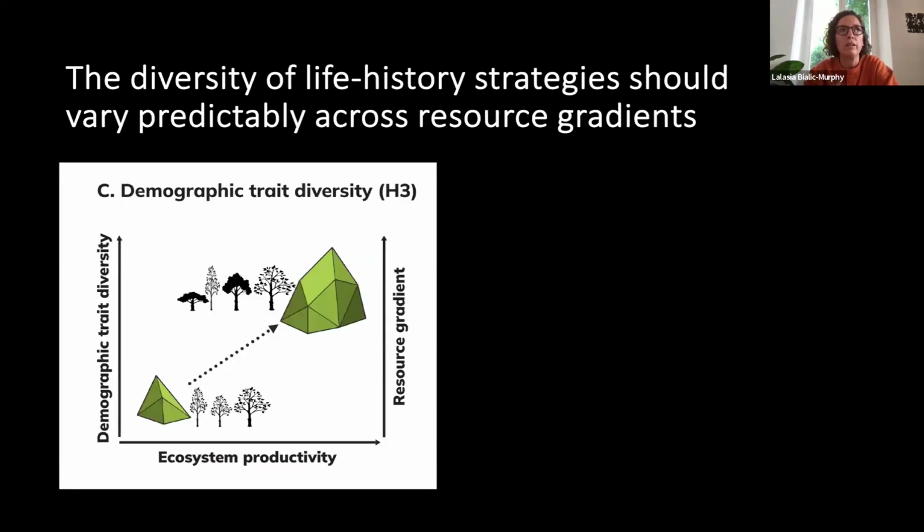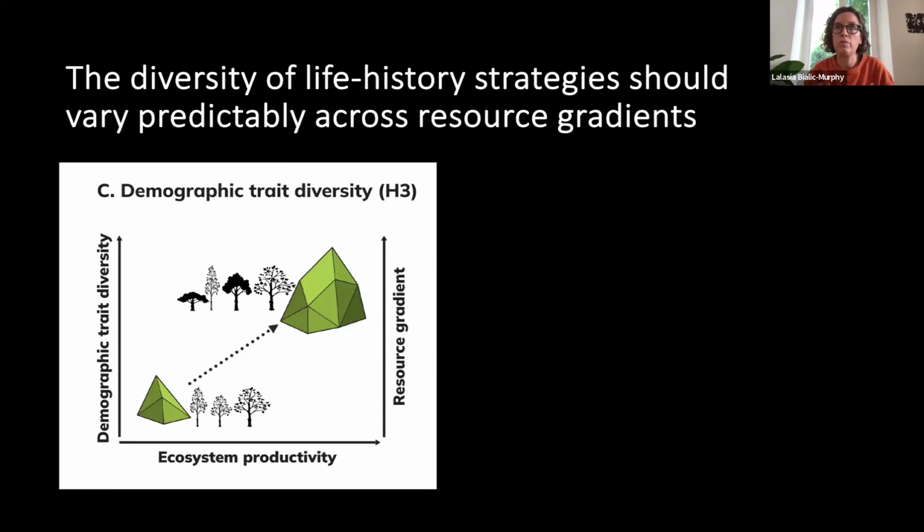And then scaling even more to macro scale. This is looking at community dynamics of life history strategies. One of the expectations is that as you go across both productivity and resource gradients, we should see really strong signatures of the volume of strategies that can persist within a particular environment.